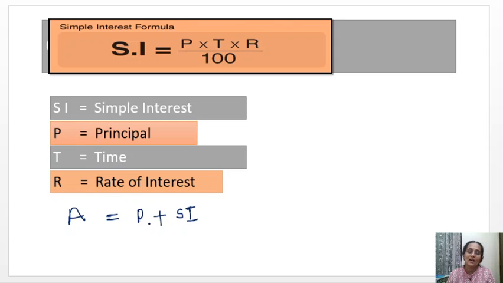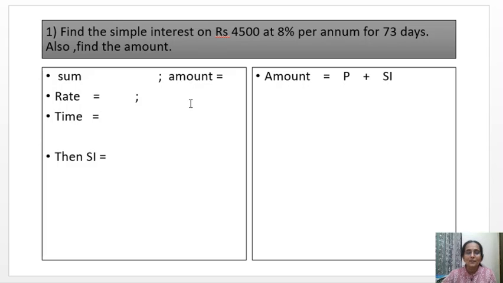Simple interest has to be added to your original amount. The original amount is different from the amount. Amount is the final money. The original money is called by a different name, principal or sum. Principal is added with the simple interest, then you will get the amount. Now find the simple interest on rupees 4,500 at 8% per annum for 73 days.